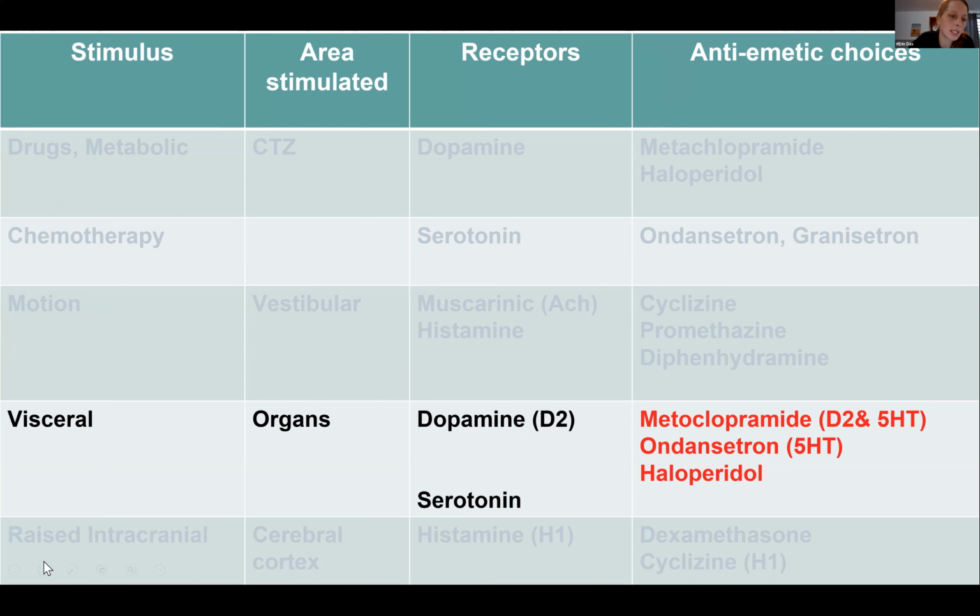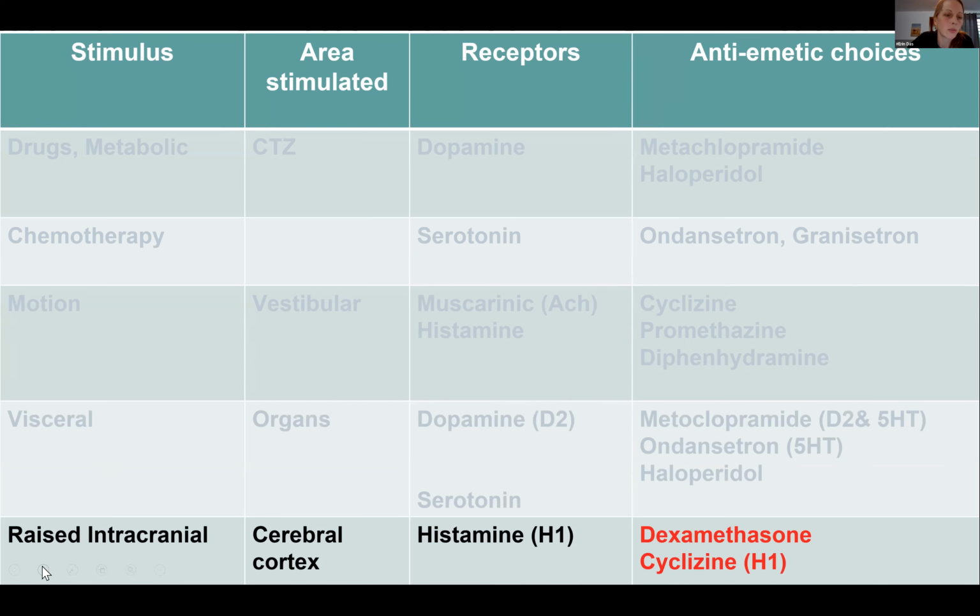And the final section is raised intracranial pressure. If you have a patient that has raised intracranial pressure, their cerebral cortex is being stimulated and histamine is the receptor being targeted. For this, we can often treat this type of nausea and vomiting with dexamethasone or cyclizine. So we know as physicians and as nurses, there are many types of medications that can be used to treat nausea and vomiting.